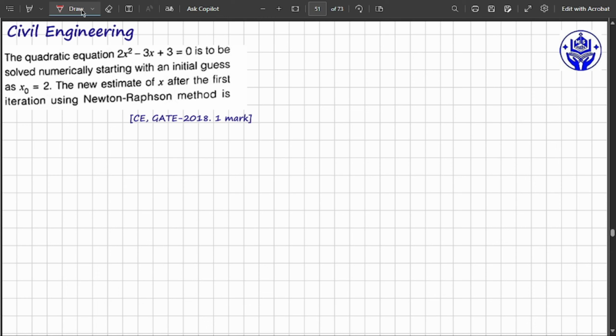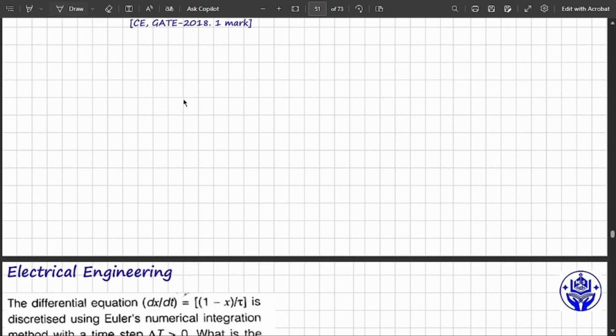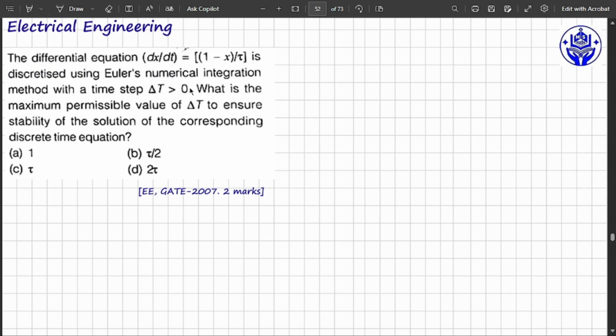Next one will be the same question as related to the Newton-Raphson method. You can easily find it. Skip this. If it is a new question, then I will do it.